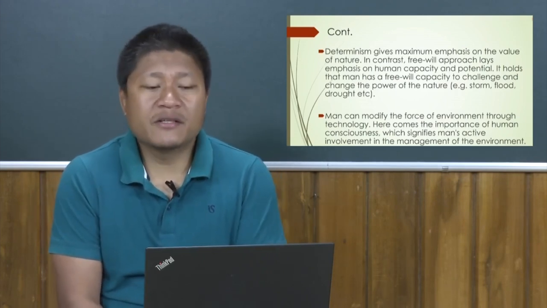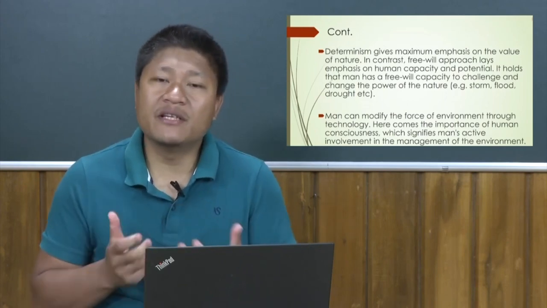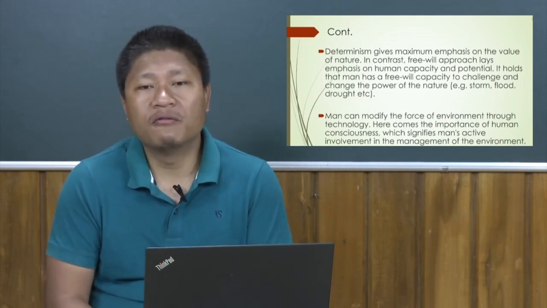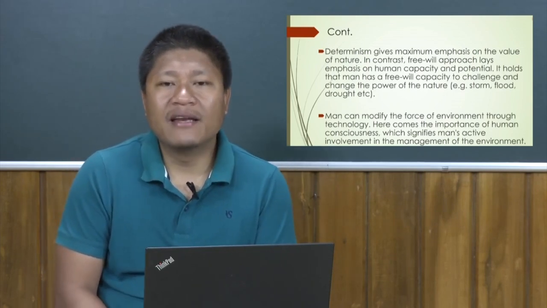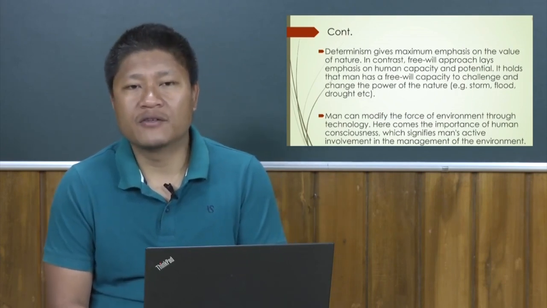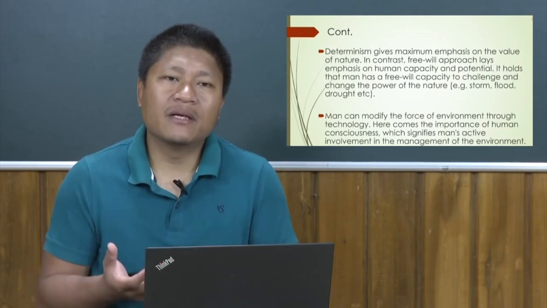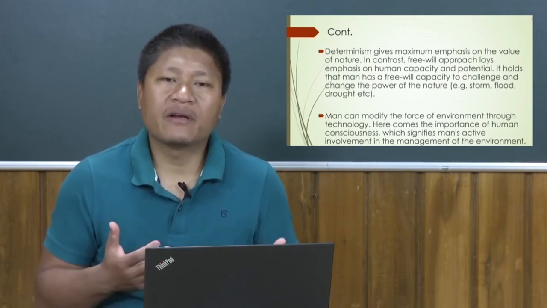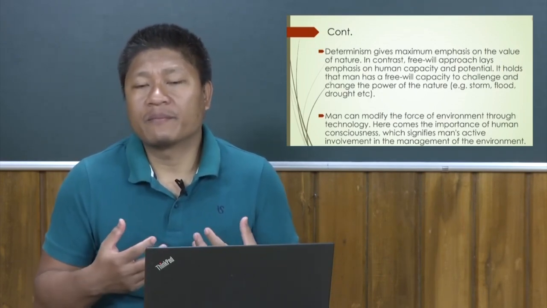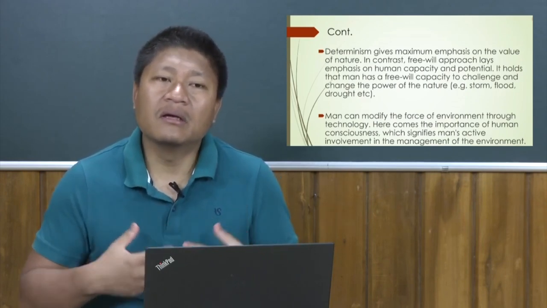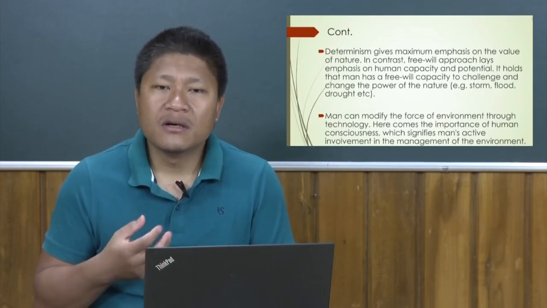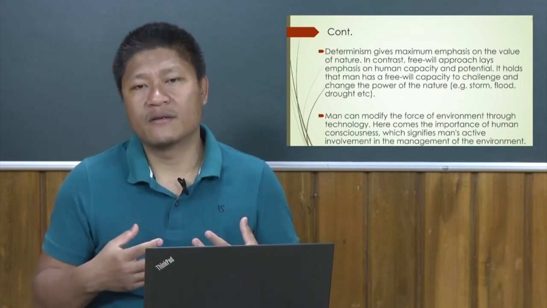Now, what exactly is determinism? Determinism, in a sense, gives maximum emphasis to the value of nature. What then is the value of nature? What if there is a change in the value of nature? The value of nature can be located from different perspectives, the intrinsic and the extrinsic. Intrinsically, if it is to be located, it needs further exploration rather than just what it appears.